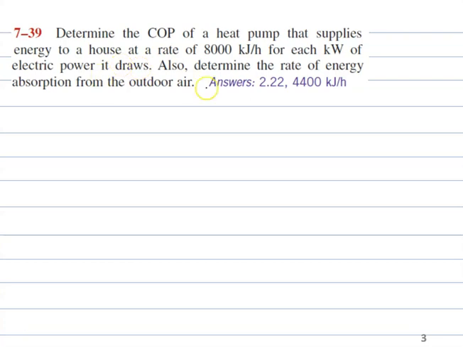Okay, so we are dealing with a heat pump, and a heat pump deals again with two reservoirs, and it takes from the cold reservoir QL, and delivers the heat to the hot reservoir, and that's QH. And to do that, it will need input power. So this is power and that's power.